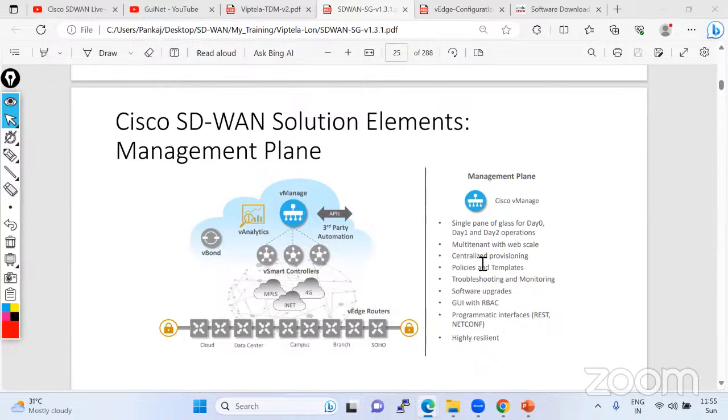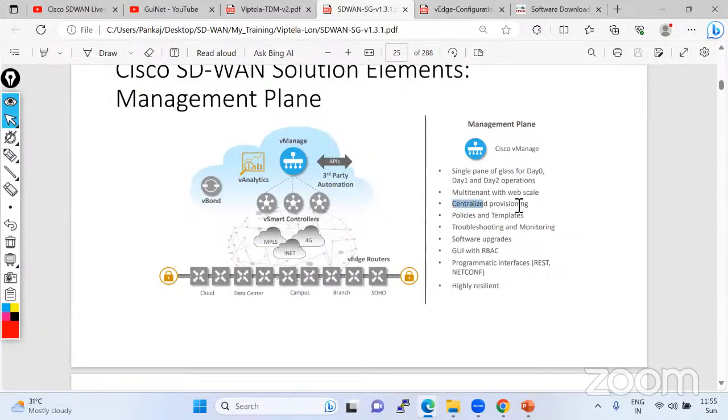So moving next, you can do the centralized provisioning. You can create the policies and templates, like I said, in the vManage. You can do the troubleshooting and monitoring. You can do the software upgrade process from the vManage. You can do graphical user interface role-based access, whatever roles you want to define for a particular user. You can also do third party integration with the help of the REST API.